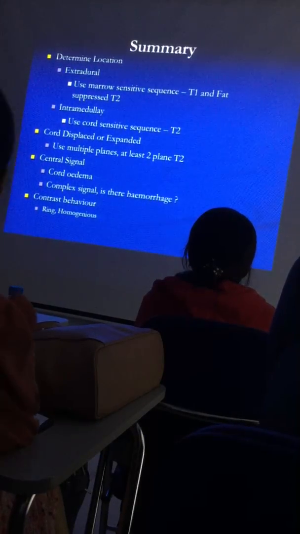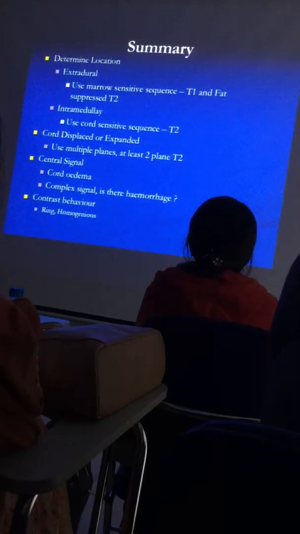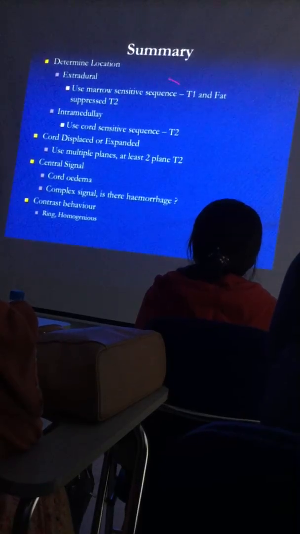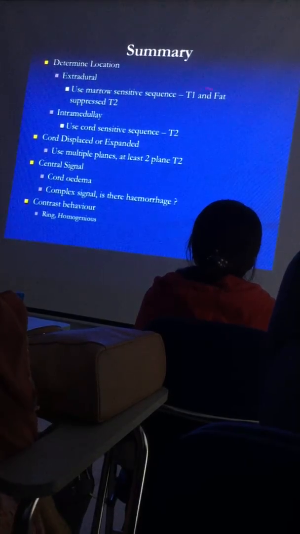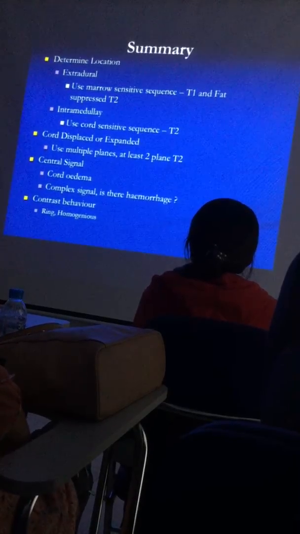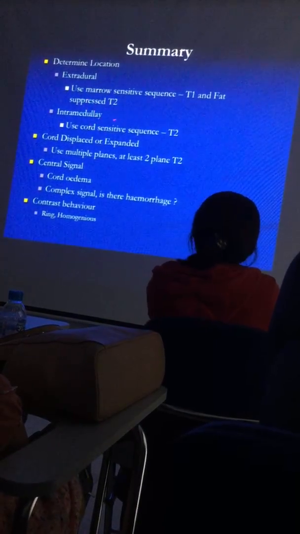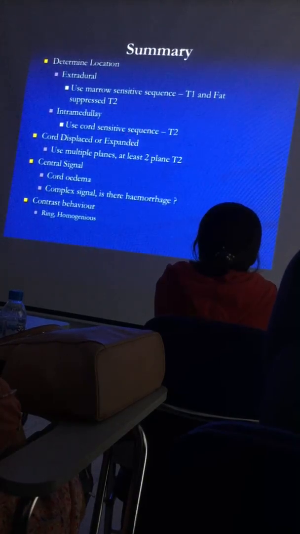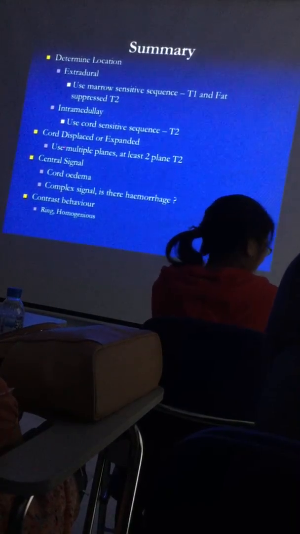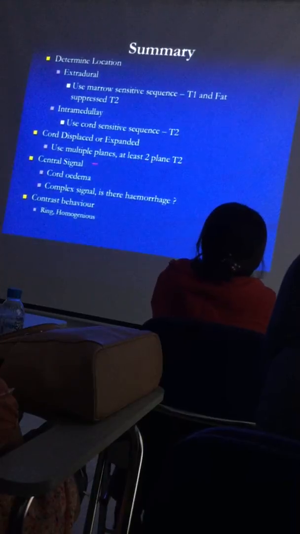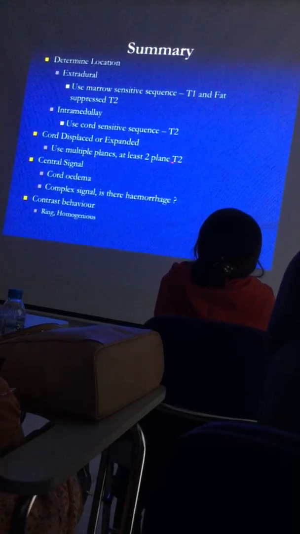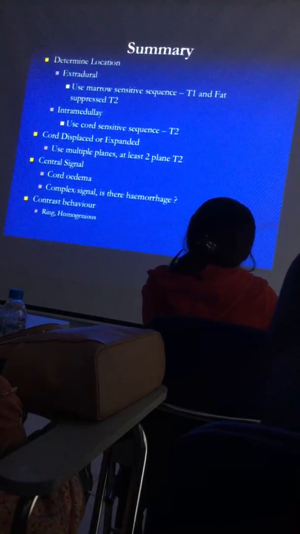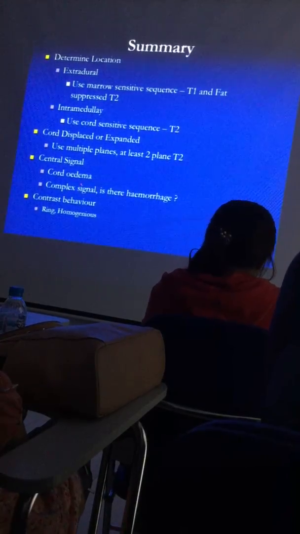Okay, so just to summarise again, we want to decide where is the lesion. Is it intradural or extradural? If it's extradural, we want to look at a marrow-sensitive sequence to decide whether the marrow is abnormal, which is either a T1 or a fat-suppressed T2 image. If it's an intramedullary lesion, we want to use a cord-sensitive sequence, which is the T2s rather than the T1s or fat T2s. Once we've decided it's intradural, we want to decide whether the cord is displaced or expanded. We often need multiple planes to do that, often multiple planes of T2. And then we want to look at the cord signal. Is there cord edema? Is there complex signal? And what happens after contrast helps to narrow the differential diagnosis.